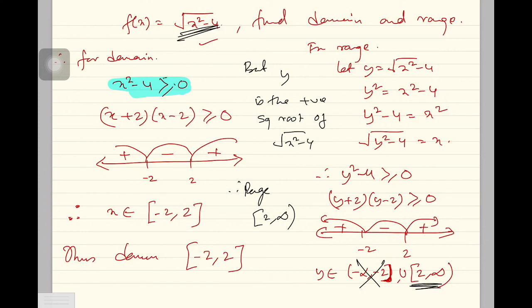So is that clear? So that's all for today. So you've already copied these 3 sums. Just watch the video and try to understand the reason behind calculating, or the process of calculating, the domain and range. Thank you.